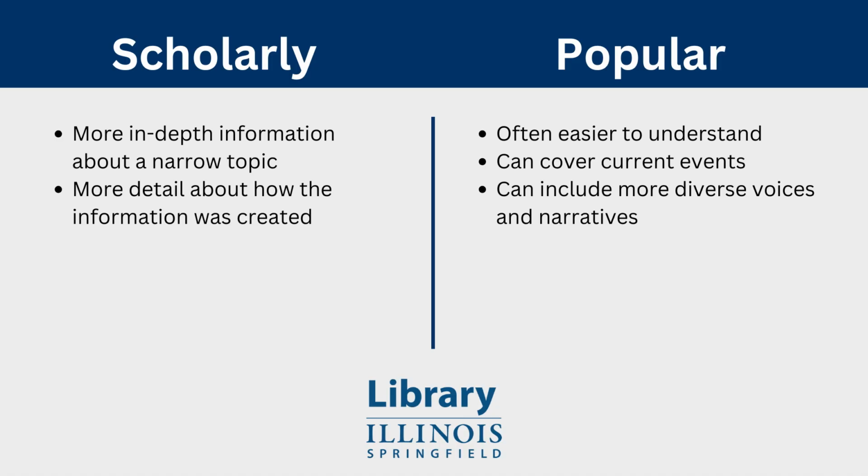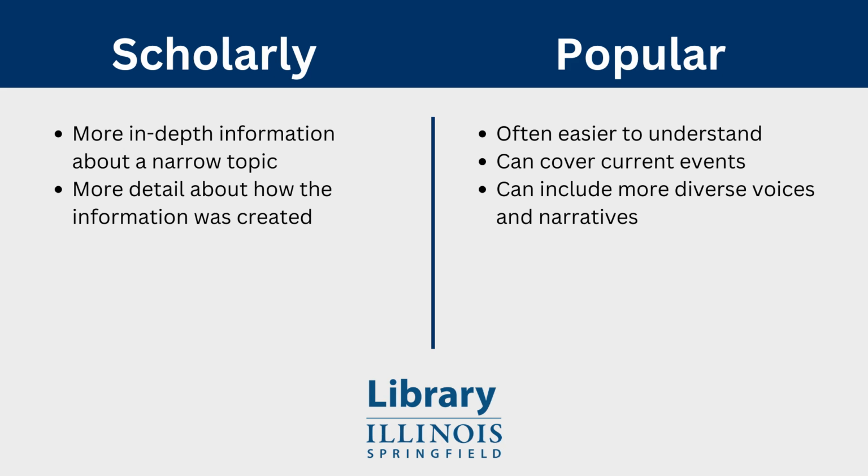Sometimes an assignment will require you to read and cite a certain number of popular or scholarly sources. Otherwise, whether you want to read a scholarly or popular source depends on where you are in the research process and what information you're looking for. Especially if you're new to a topic, popular sources can be easier to understand and provide more general information about a broader subject area. Scholarly sources generally provide very in-depth information about very narrow topics.